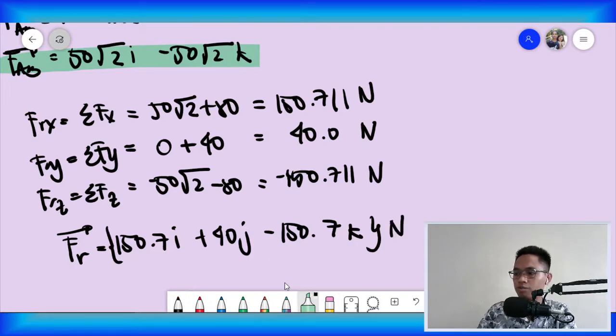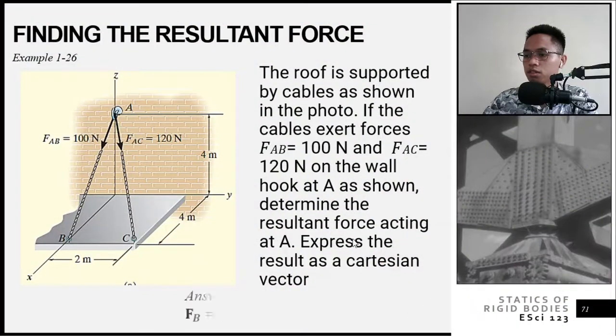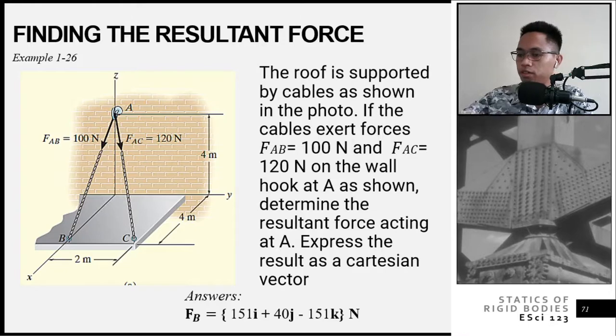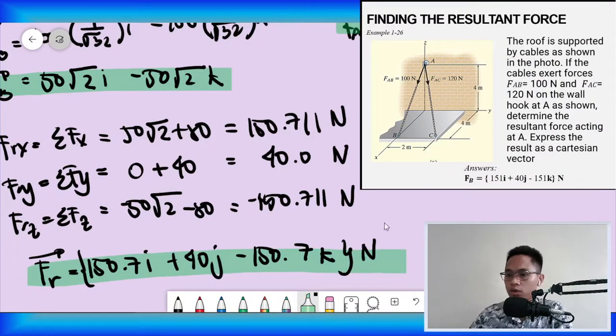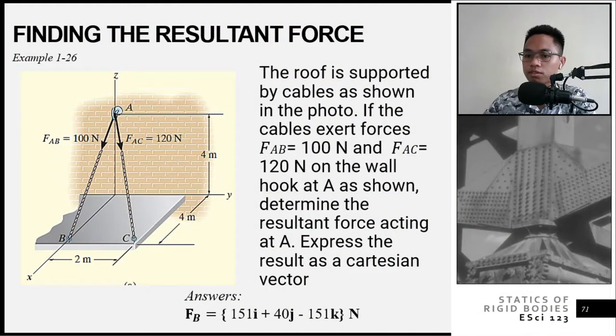Alright, so I guess that is what we were looking for. Let's just check if our answer is correct. So our answer is 151, 40j. So let's just compare. So that is 151, 40 and negative 151 Newton. So I guess our answer is correct. So that is the end of the example.